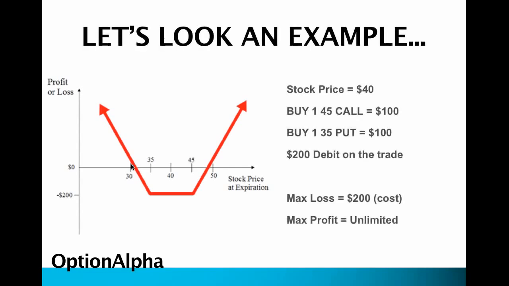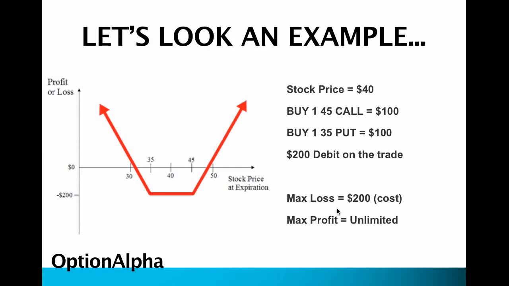If we take a look at a quick example, let's say again, like I was talking about earlier, the stock is trading at a price of $40. So right in the middle of this profit-loss diagram. We're going to buy the 45 call for $100, and we're also going to buy the 35 put for $100. So this creates a $200 debit on the trade, or $200 that we actually have to outlay because we're buying these options. So we give that money to the market.